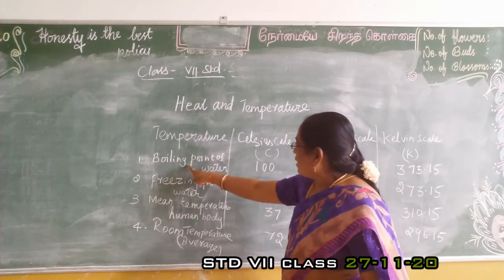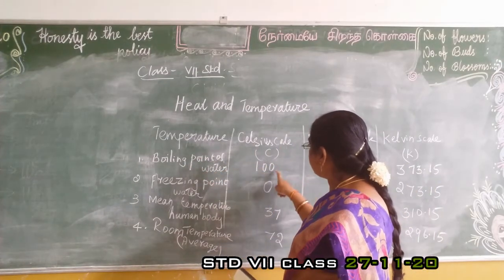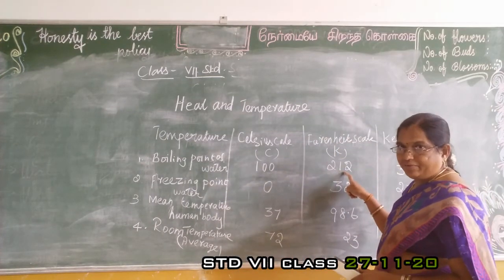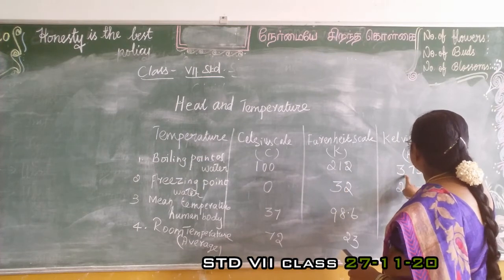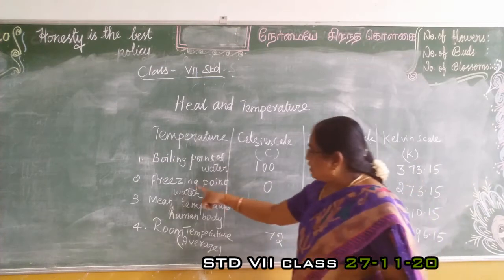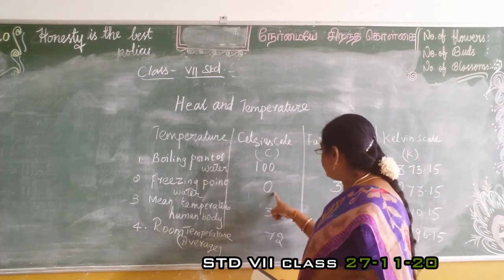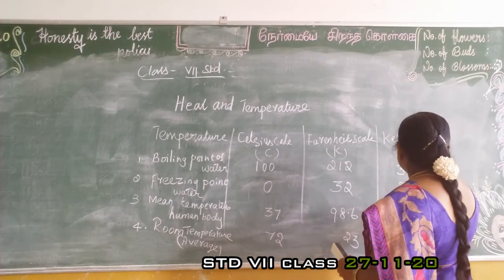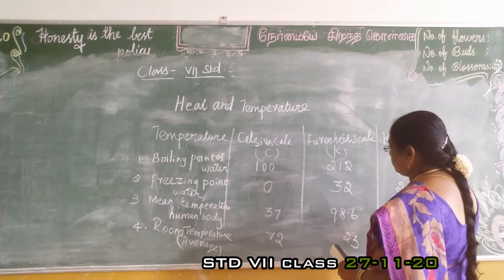This is the boiling point of water. Celsius scale 100 degrees Celsius. Fahrenheit scale 212 degrees Fahrenheit. In the Kelvin scale, 373.15 Kelvin. Then the freezing point of water is 0 degrees Celsius, 32 degrees Fahrenheit, and in the Kelvin scale 273.15.